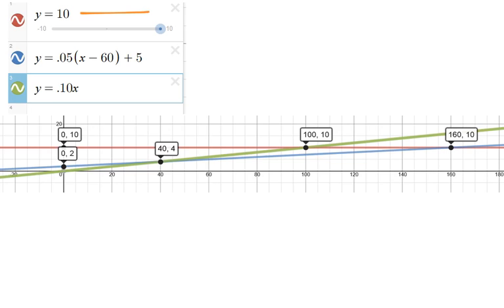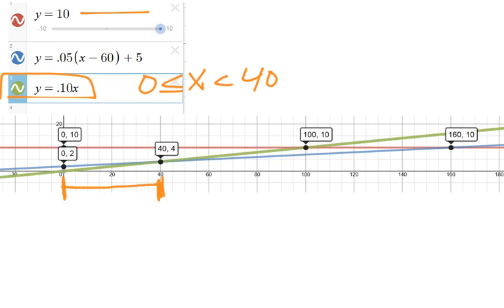Okay, so in order for green to be the cheapest, like we said, from 0 texts up to 40, that's when that's going to be the cheapest. So 0 is less than x is less than 40. Okay? I suppose we could say less than or equal to.